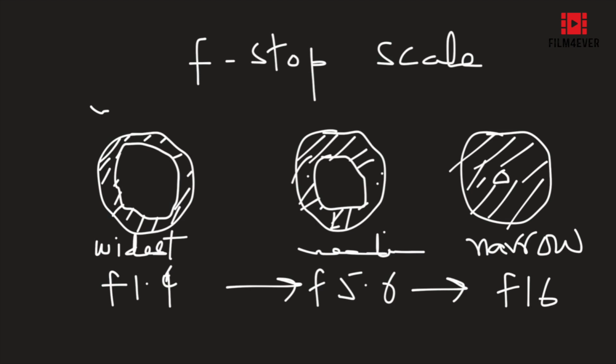As per the f-stop scale, the lowest number is assigned to the widest opening. Inversely, on the narrow scale, the f-stop numbers increase. So typically 1.4 is for the widest possible opening, and f16 or sometimes even f22 is the narrowest possible opening. So intermediate would be like f5.6, f11 and so on.